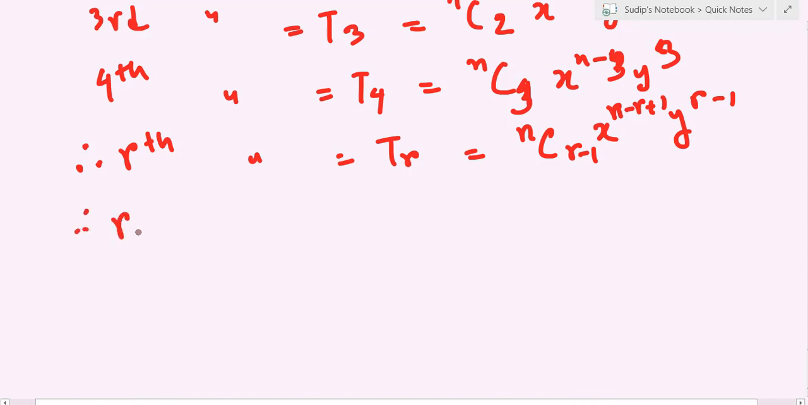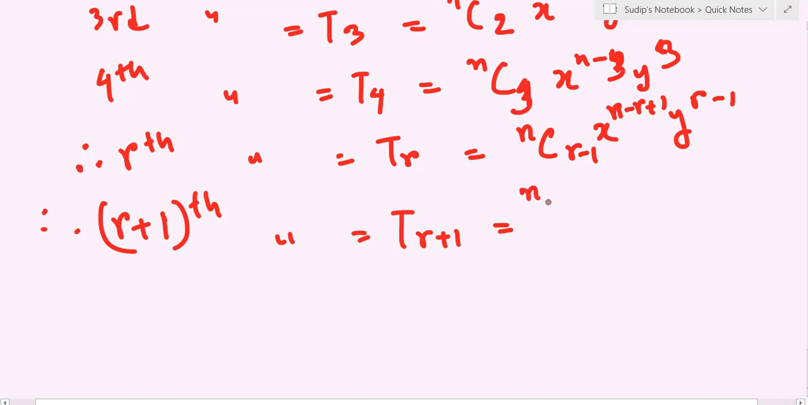So the next term will be the r plus 1th term, which is equal to T(r+1), and T(r+1) can be written like this: nCr x to the power n-r, y to the power r.